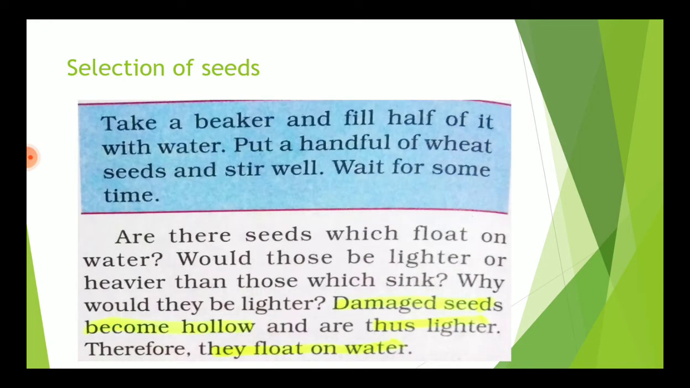Selection of seeds. Take a beaker and fill half of it with water. Put a handful of wheat seeds and stir well. Wait for some time. Damaged seeds would become hollow and are thus lighter. Therefore, they float on water.